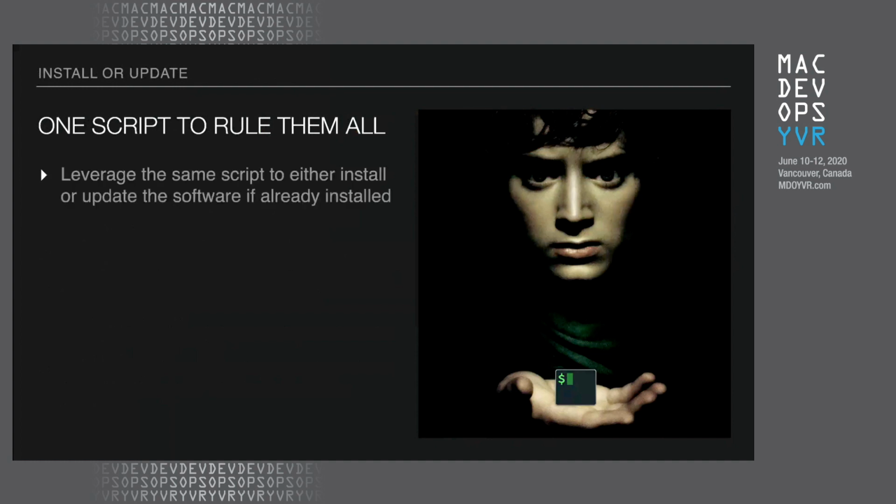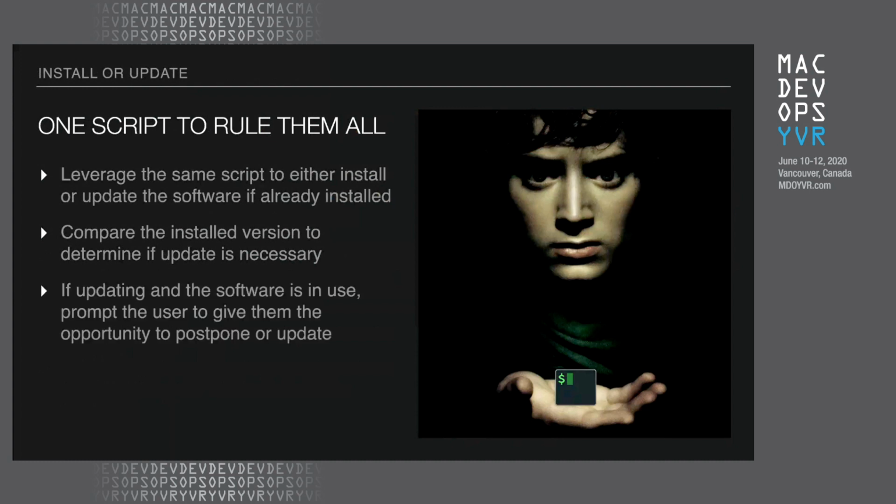So what we'd like to do is leverage the same script to either install or update the software if it's already installed. We want to compare the installed version to determine if an update is actually necessary. And if we're updating and the software is in use, we want to prompt the user and give them an opportunity to postpone or update the software so we don't interrupt their work. And we always want to clean up after ourselves. We don't want to leave install media hanging around, and generally, just making sure we clean up.